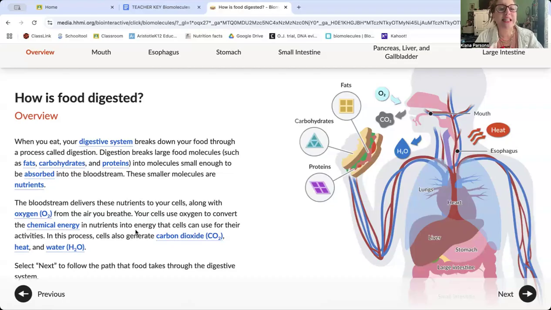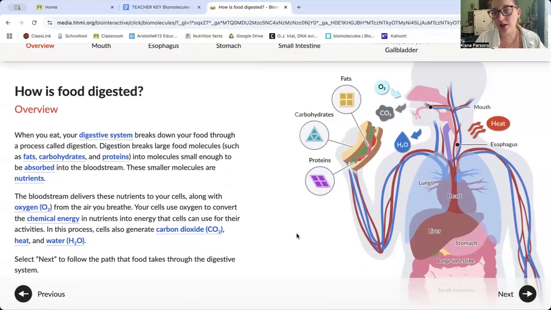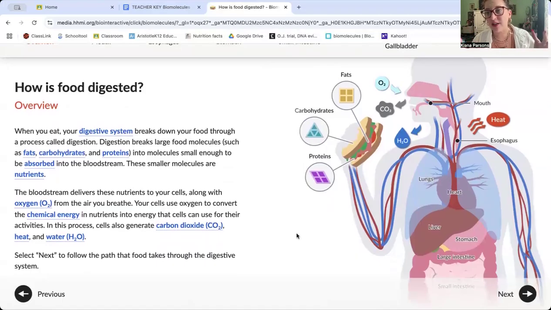The bloodstream delivers these nutrients to your cells, along with oxygen from the air you breathe, which we can see here in the diagram. Your cells use oxygen to convert the chemical energy in nutrients into energy that cells can use for their activities. In this process, cells also generate carbon dioxide, heat, and water. So, in the presence of oxygen, aerobic respiration can occur. And that's what aerobic means. Cellular respiration is aerobic respiration. Like aerobic exercise, where you might be breathing heavily, aerobic respiration involves a lot of oxygen.